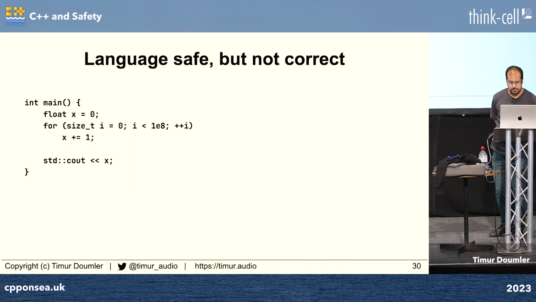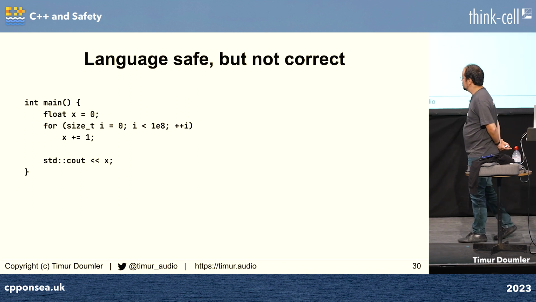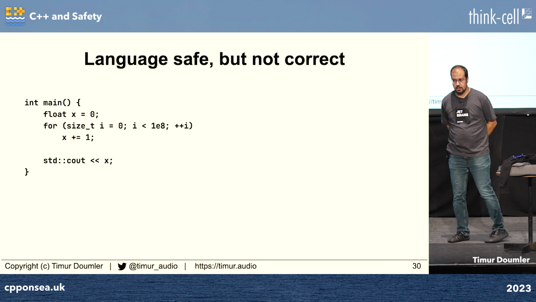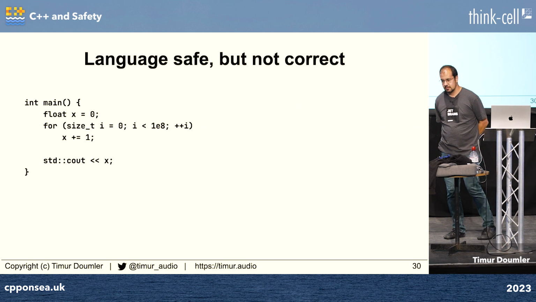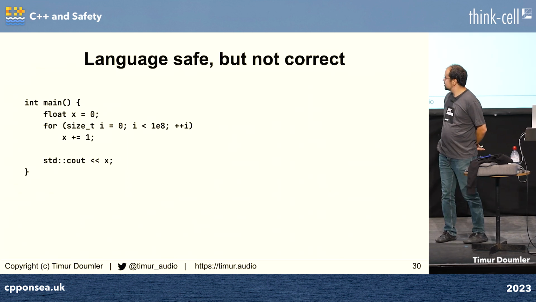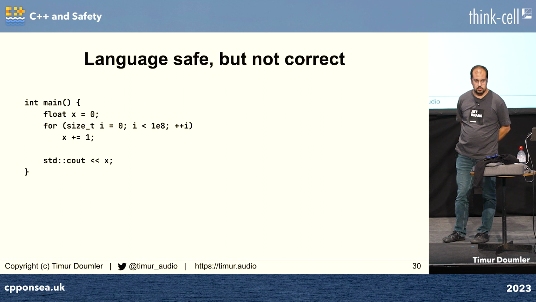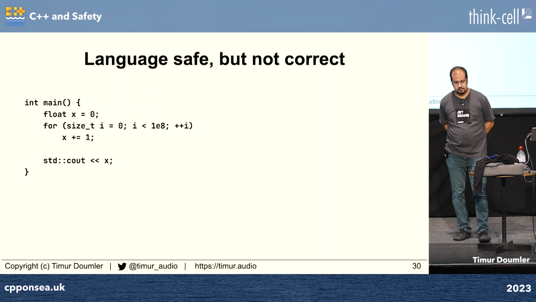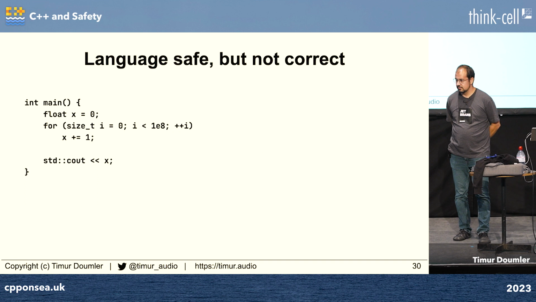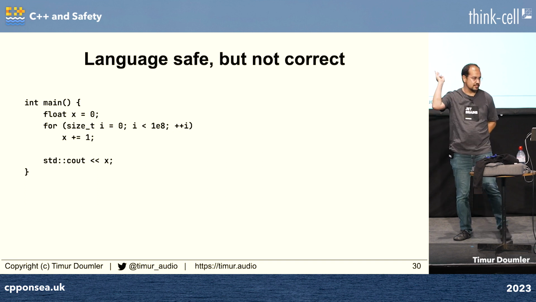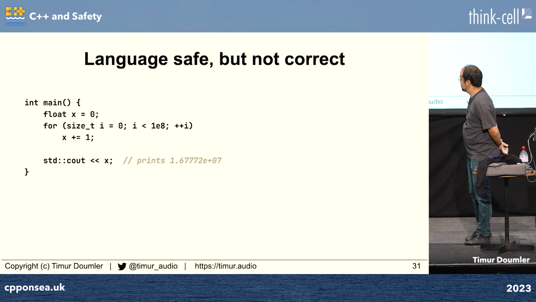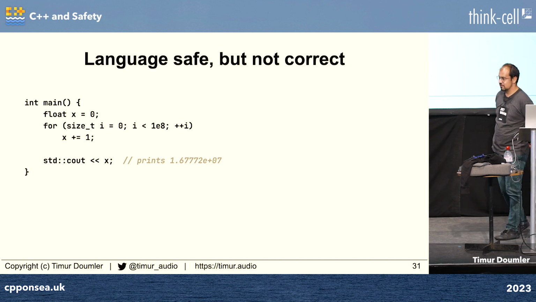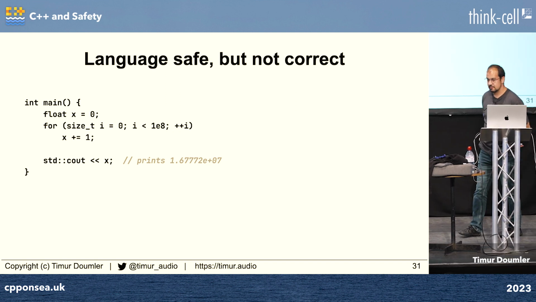And so here's an example. What we want to do here is we have a floating point number and you want to add 1 to it like 100 million times. What does this program print? What would you expect it to print? 100 million, yeah, it should print 100 million. What does it actually print? It prints, yeah, less than 100 million by about an order of magnitude.